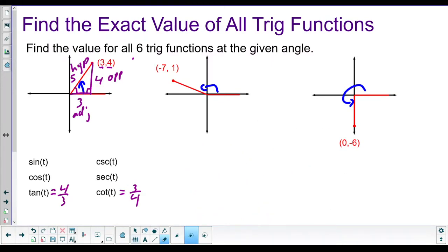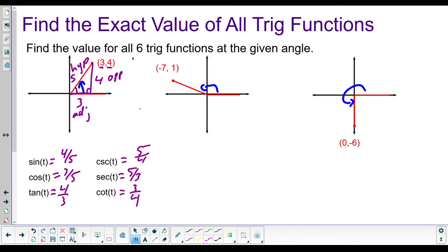Cool. Now that we have that missing side, we can go ahead and fill in the rest of these. Sine is opposite over hypotenuse, so 4 over 5. Cosine is adjacent over hypotenuse, so 3 over 5. Cosecant is the reciprocal of sine, so this is going to be 5 over 4. And then secant is the reciprocal of cosine, so 5 over 3.